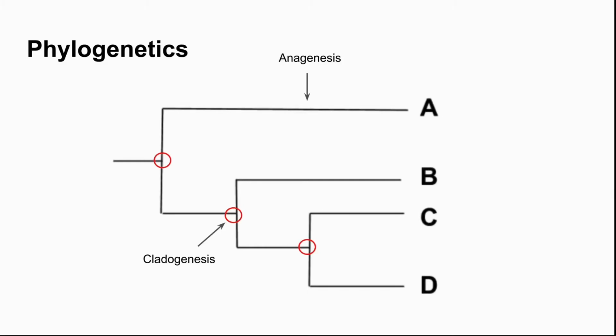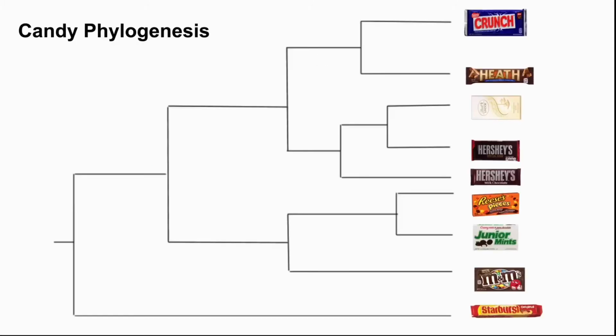Now that we know how to read and gain information about a lineage based on its phylogenetic tree, let's take a look at an example using candy. Here is our phylogenetic candy tree. We can see that starbursts are our outgroup because they diverge the earliest from the rest of the lineage. This means that they are the furthest related candy from any of the others because starbursts have a fruity flavor, whereas the rest of the candies are chocolate.